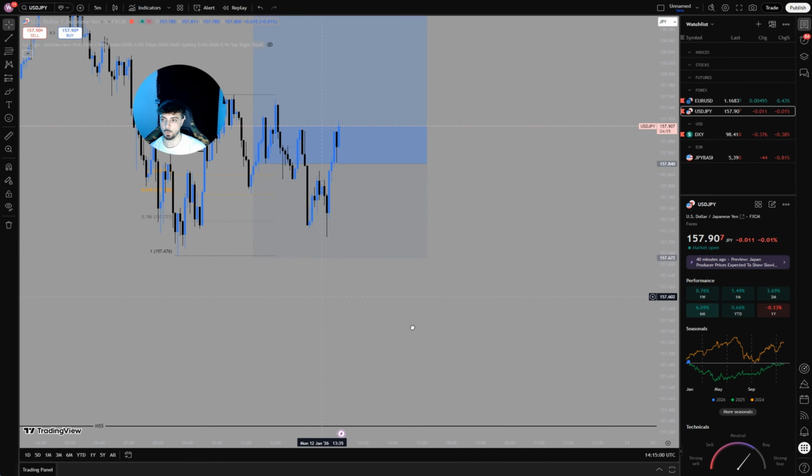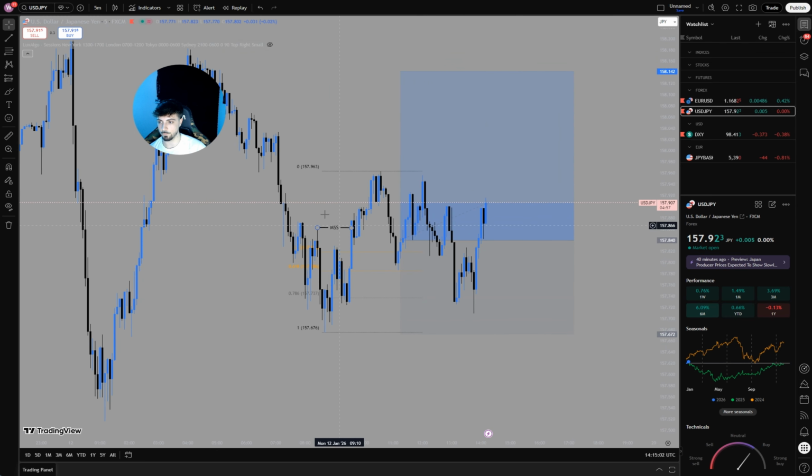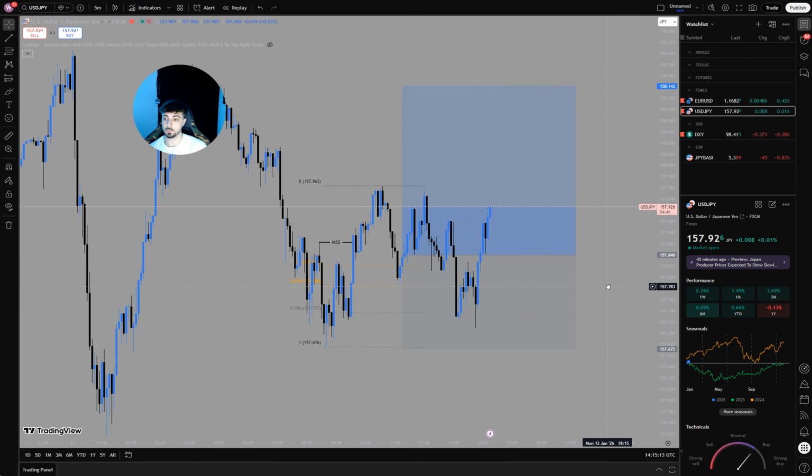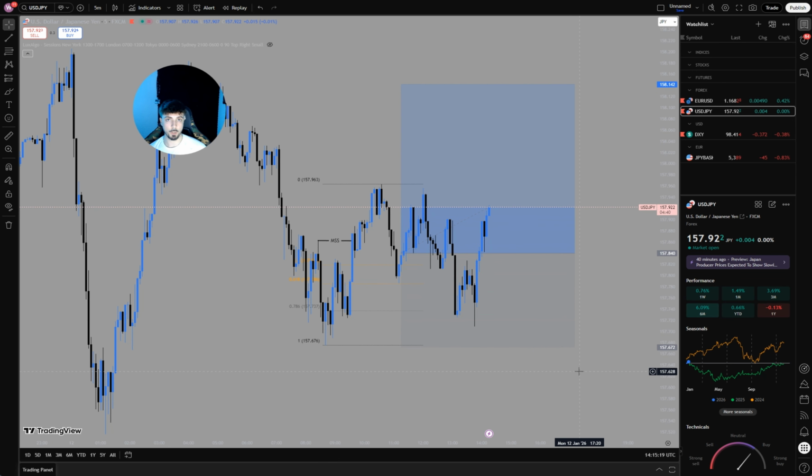You can see on this example here, we were looking for this break of structure or a market structure shift. And we had a very, very impulsive move up, which broke structure. And then obviously we came down and entered, but we won't get too much into that. We're also going to cover what a market structure shift is. So displacement is strong directional moves in the direction you are looking to trade.